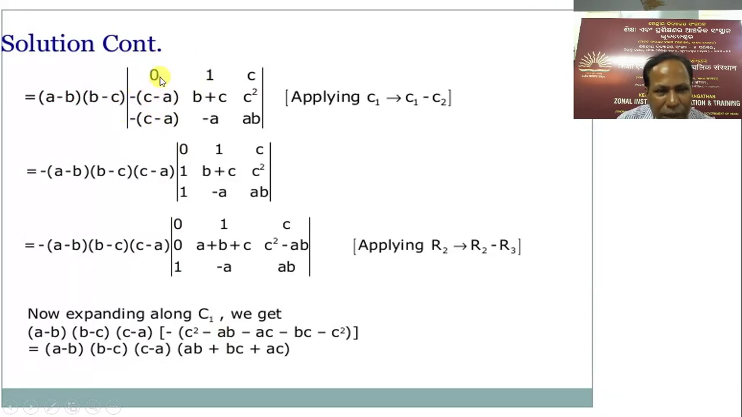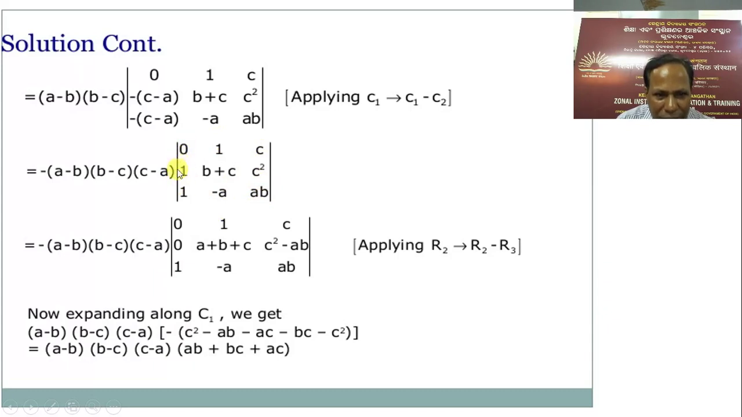Now 0 means it is 0 into C minus A. Here is C minus A, here is also C minus A. We can take C minus A out. So we will be left with 0, minus 1. Taking the minus sign also out, we will be left with plus 1. Here also plus 1. Now the second column and third column remain as they are. Now we need 2 zeros, either in a row or in a column. Already we have got 1 zero here.